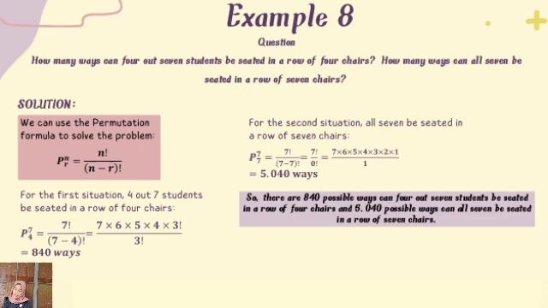In this question, we have two situations. For the first situation, 4 out of 7 students are seated in a row of 4 chairs. So, the permutation of 7 choose 4 equals 7 factorial over (7 minus 4) factorial equals 7 times 6 times 5 times 4 times 3 factorial over 3 factorial. So we know the value is 840 ways.